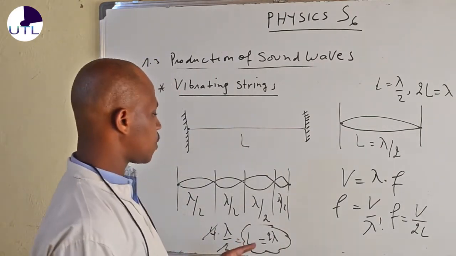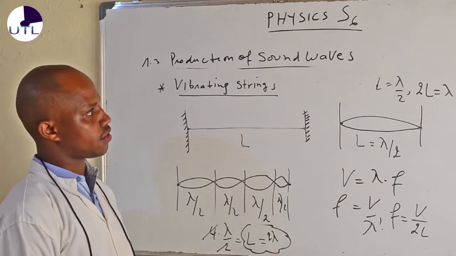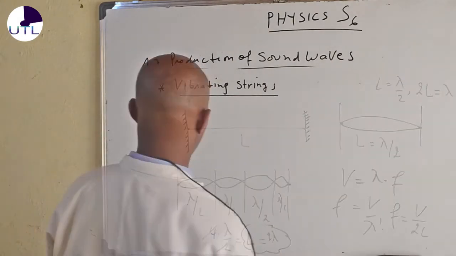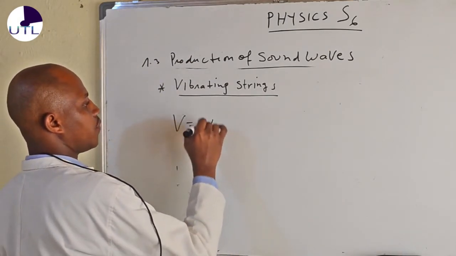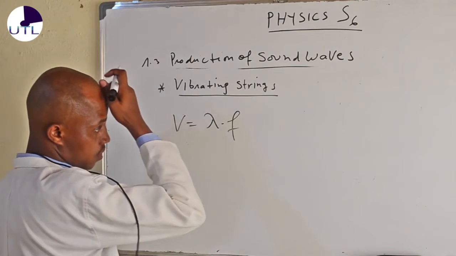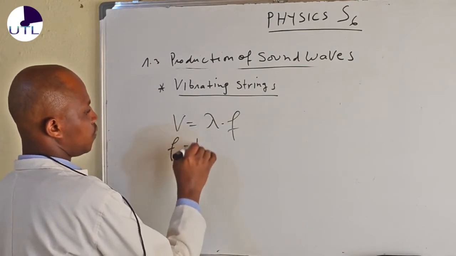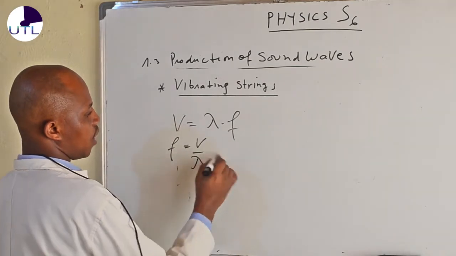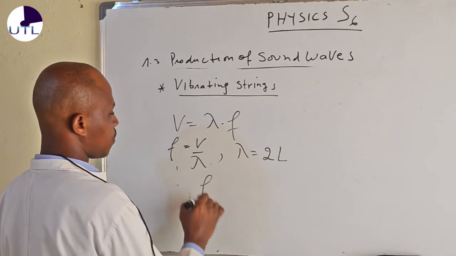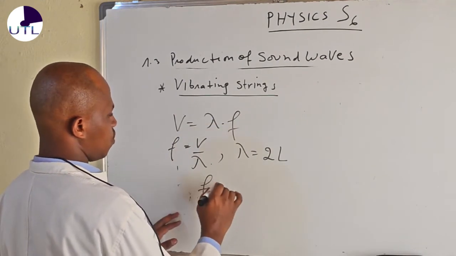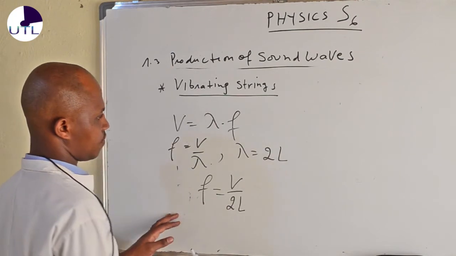Now let us calculate for this case. How can I find the frequency for this case? It is very simple. V is equal to wavelength times the frequency, and the frequency is equal to V over wavelength, and you have seen that wavelength is equal to 2 times length, so frequency will be equal to V divided by 2L.